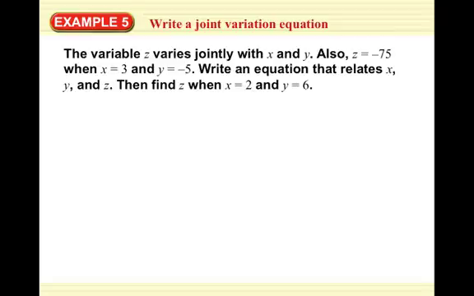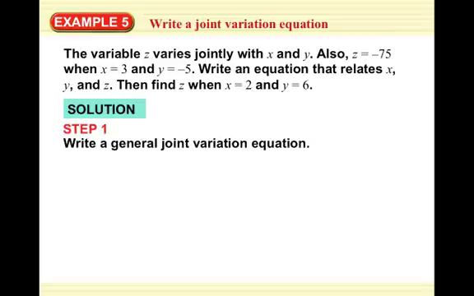Also, Z equals negative 75 when X equals 3 and Y equals negative 5. They've given us all three values so that we can figure out the value of A. And this will let us do what the next sentence asks us to do. Write an equation that relates X, Y, and Z. If we can figure out the constant of variation, we can do that. Then find Z when X equals 2 and Y equals 6. So once we have our equation, we can do what the last sentence asks us to do.